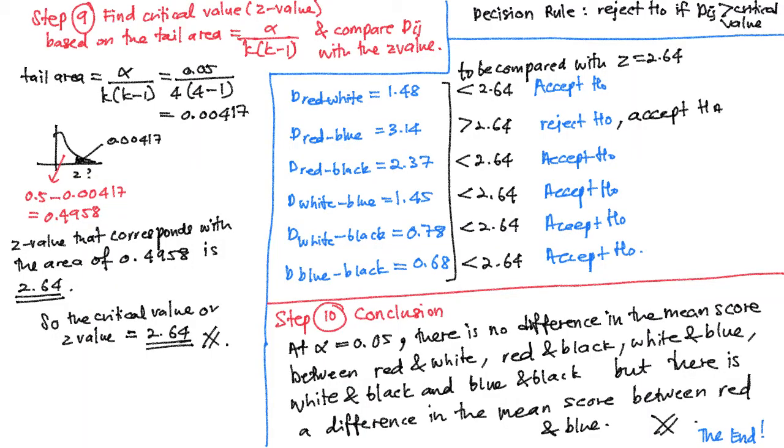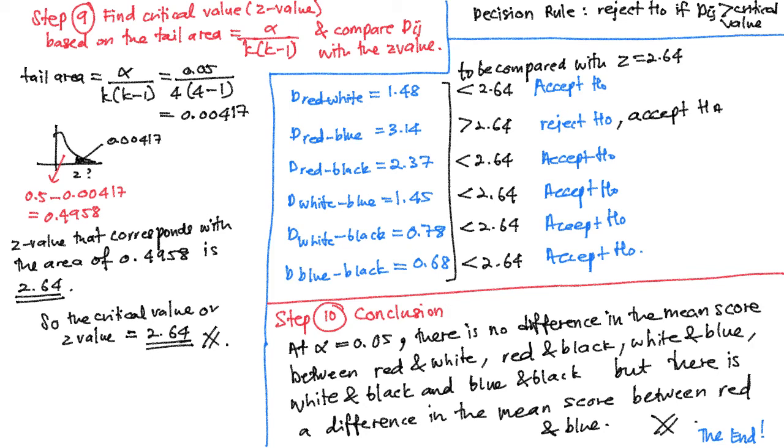In the following step, we have to find the critical value, or the Z value, based on the tail area given as alpha divided by k multiplied by k minus 1. And then we have to compare the dij with the Z value. The tail area for this problem is given as 0.00417. The Z value that corresponds to this tail area is 2.64, and we obtain this Z value from the Z distribution table.